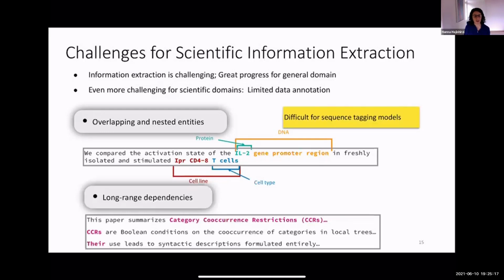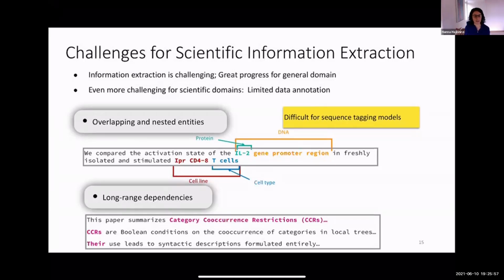Another important challenge is long-range dependencies between different entities when we want to extract relationships. So here, as you see, we have three different entities in three consecutive sentences. One introduces these CCRs, then after that we're referring to them through co-references, like a pronoun or their acronyms. But we are breaking sentences into simpler sentences to show different relationships, and therefore these relationships are across different sentences, not just within one sentence.